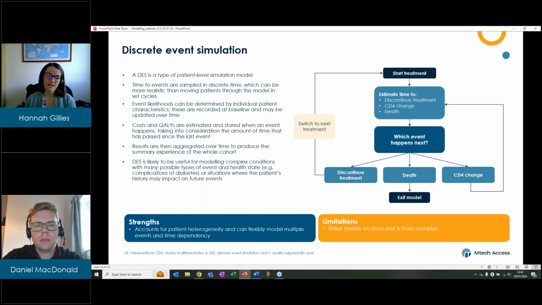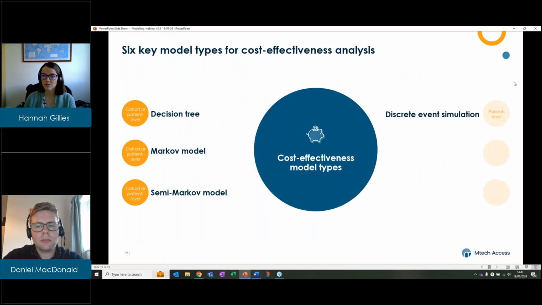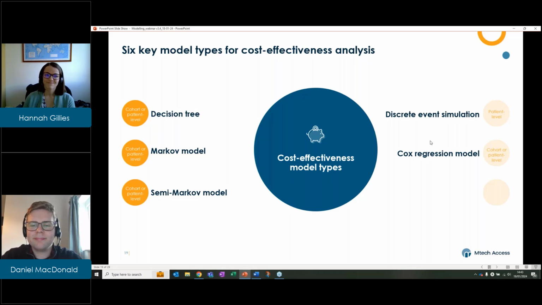The discrete event simulation does rely heavily on having access to patient-level data and that being available to use in the model. And because of that, it can sometimes limit this approach. So if the patient-level data isn't available, then another alternative might be needed. And one of these that we wanted to discuss today is the Cox regression approach, which I will hand over to Danny to walk you through.